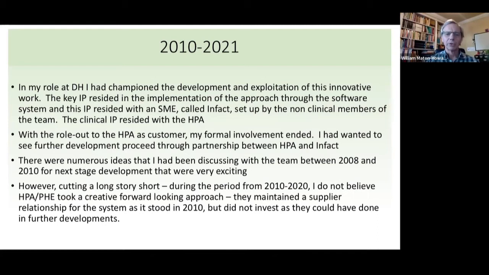Cutting a long story short, this period of 10 years or so could have allowed further developments to have occurred in a way that may have moved some of these ideas more rapidly forward. But in my opinion, my feeling was that some of those opportunities were not taken by the Health Protection Agency. They were keen to continue the relationships and see the system used, but I don't think they invested sufficiently in further development of those ideas.